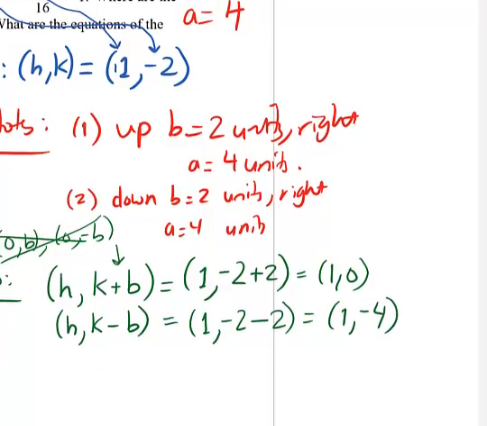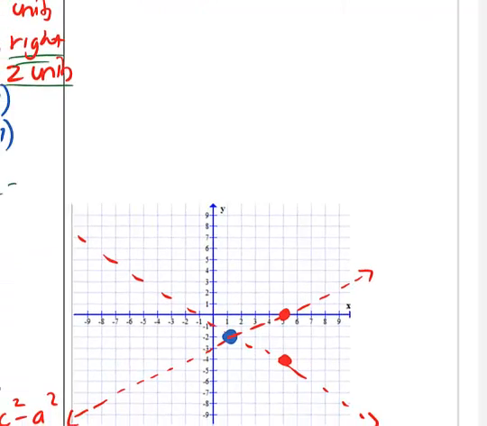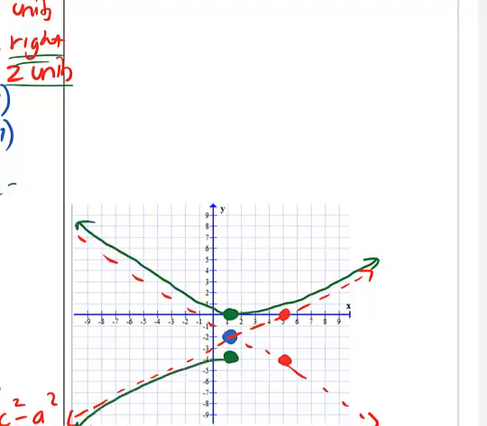So let me draw those points. 1, 0, 1, negative 4. 1, 0 would be right here, and then 1, negative 4 would be around here. That's a good sign that those are equidistant from the center. Everything should be equidistant from the center. So I'm just going to draw my branches of my hyperbola, getting closer and closer to those asymptotes. And this is a really wide hyperbola here. But whatever, it looks good.